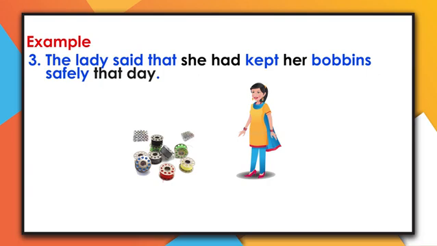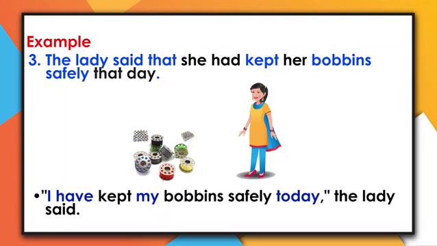For instance, we are going to change she to I. We change had to have, then her, we change it to my. Then that day will be changed to today. And thereafter we can write our sentence, and we say, we begin by writing our open quotation marks. Then we write the actual words of the speaker, which are, I have kept my bobbins safely today.